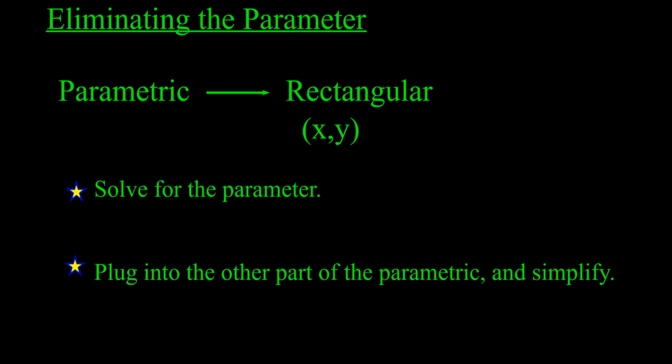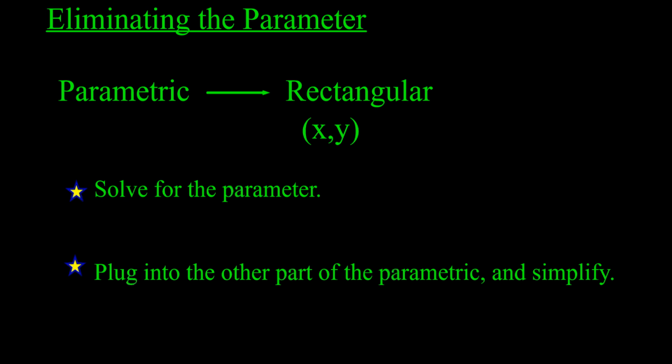In this video, we're going to talk about eliminating the parameter. What that means is we're going from parametric equations to rectangular coordinates, or a rectangular equation, which means it would have x and y in it, basically a normal equation we're used to. To do this, it's pretty simple, but there are obviously a few tricks to this.